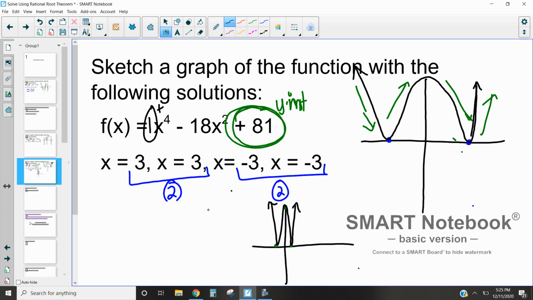So please check out the next video in which we talk about how, if we can't factor a polynomial, we can find those solutions so then we can sketch a graph. If you have any questions, feel free to reach out, but that is how we can sketch a graph of a function based on the solutions.